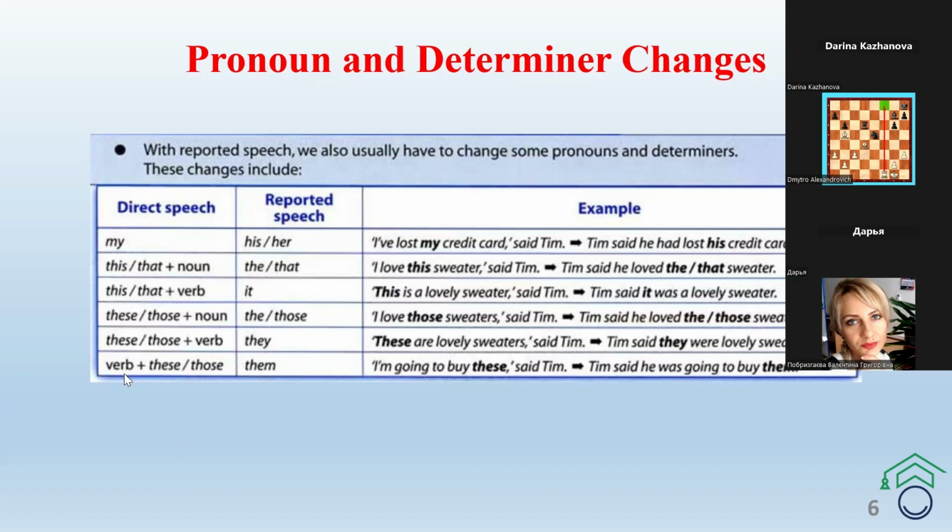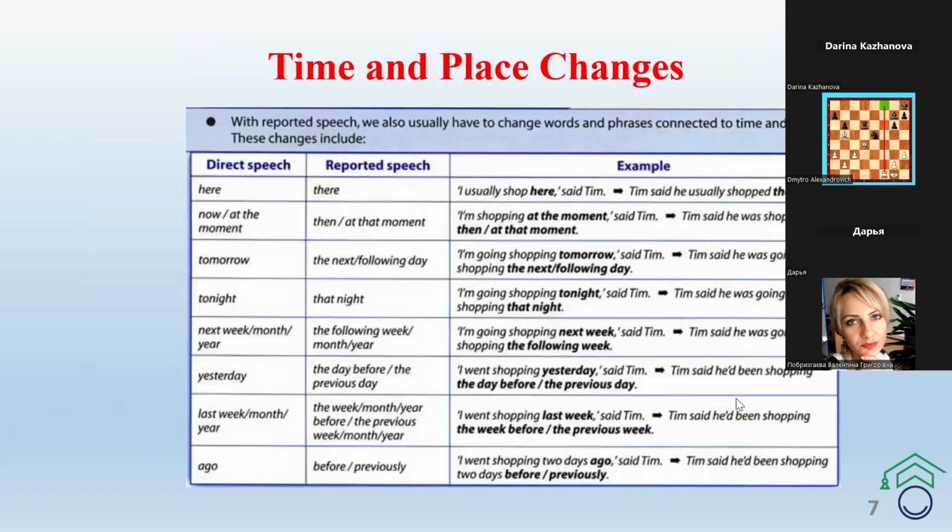Verb plus these, those, them. I'm going to buy these, said Tim. Tim said he was going to buy them. Yeah, he was going to buy them.